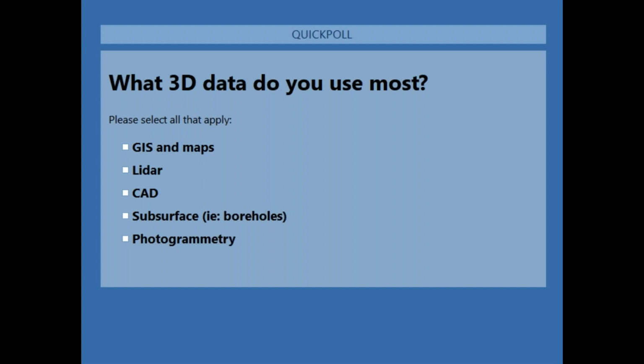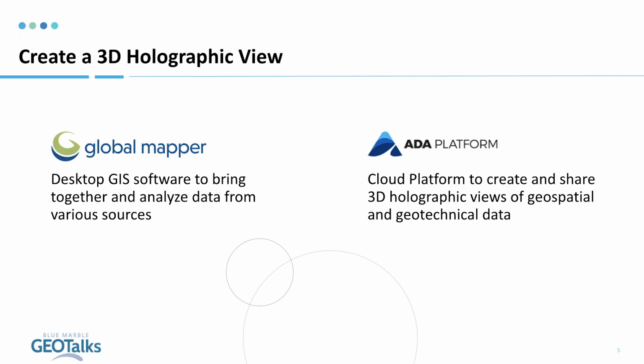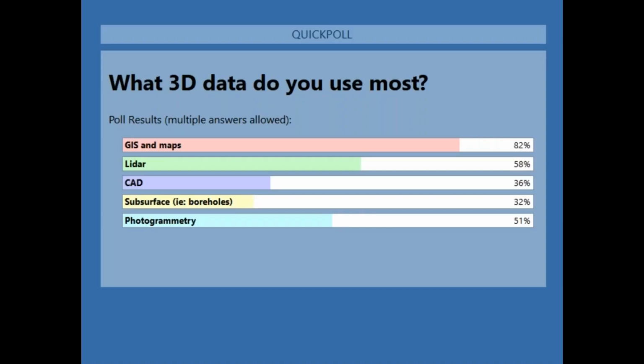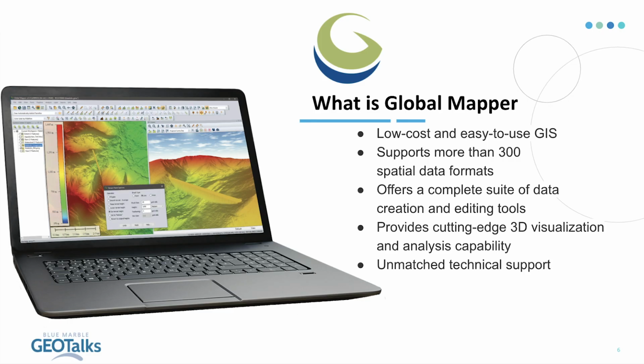So I'll give that just another couple seconds here. Looks like people are using a lot of different types of data, a lot of GIS data, but a lot of the more 3D heavy types of data as well. Great.